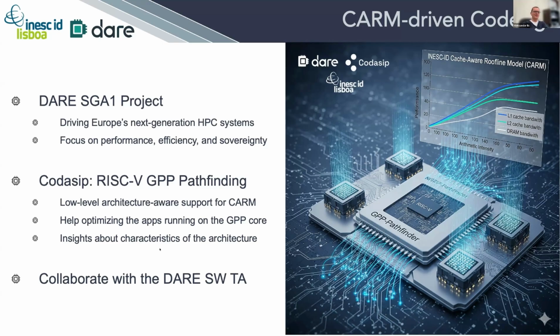perspective, which is a different kind of thing than what we typically use the cache-aware roofline model for. So here we will try to actually optimize architectures from a set of target applications.